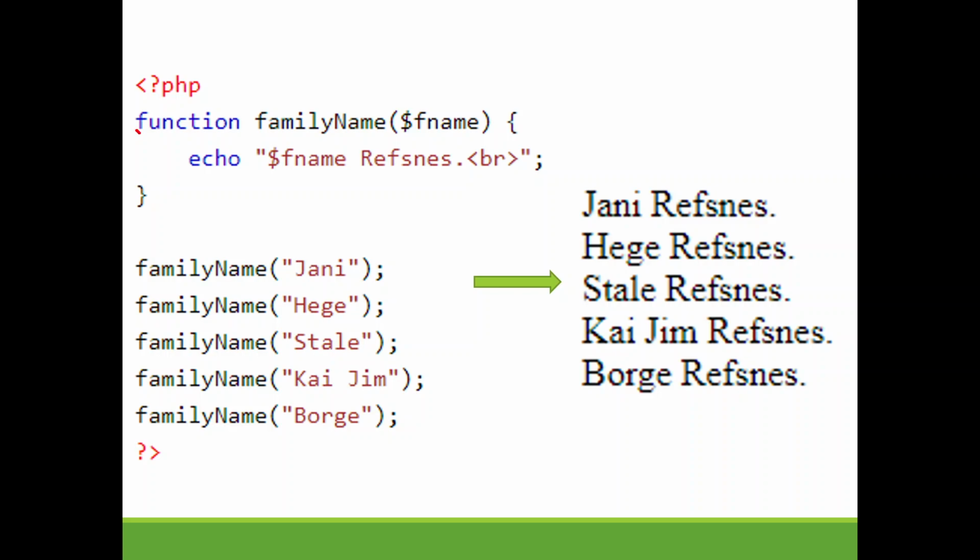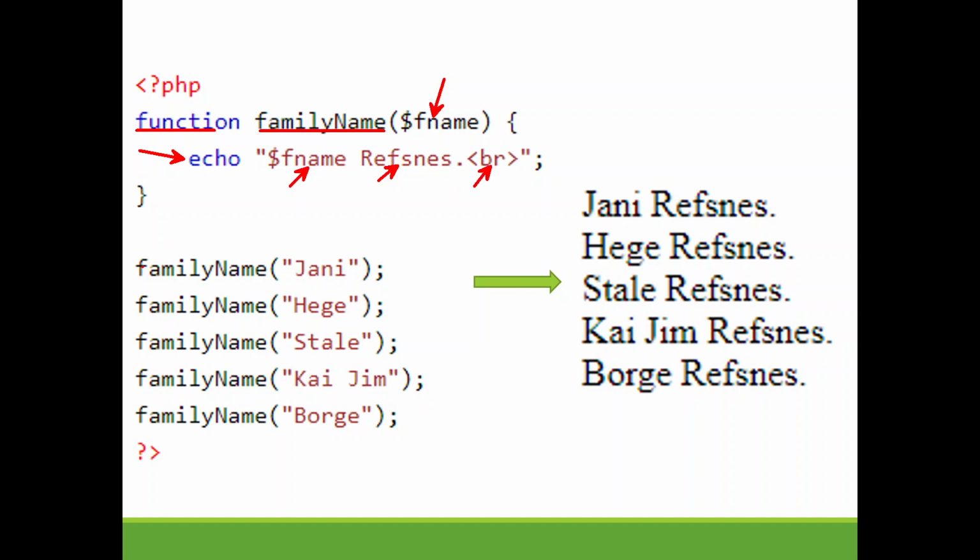So here we are defining the function by the keyword function. Then the name of this function is family name. Then we create a variable fname. Then in the body of the function we have an echo statement. We want to say fname. Then we also print this string and we print a break.